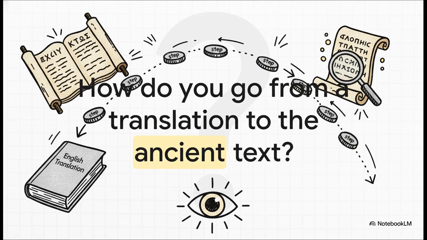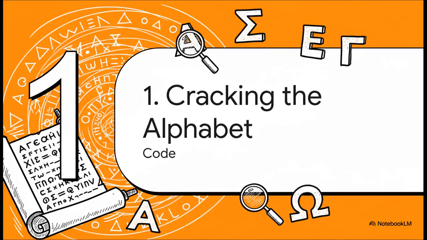So let's break it down step by step and see exactly how the language works and why bridging that gap is so revealing. All right, so where do you even begin this journey, from a modern translation all the way back to the ancient text? Well, it's the same as any language, really. You start with the alphabet. And yeah, it might look a little intimidating at first, but as you're about to see, it's a lot more familiar than you might expect.